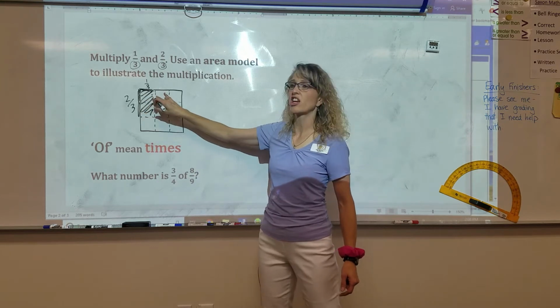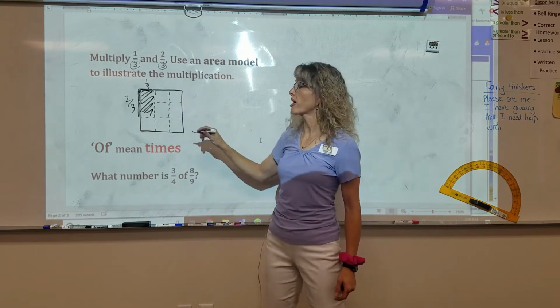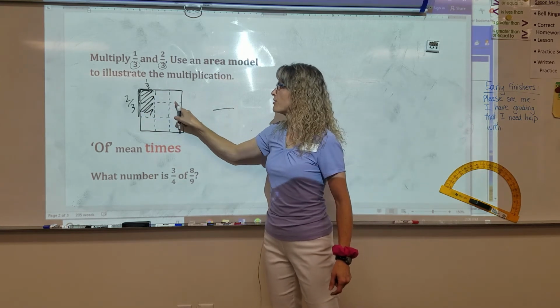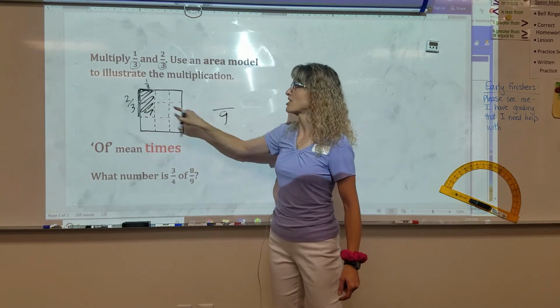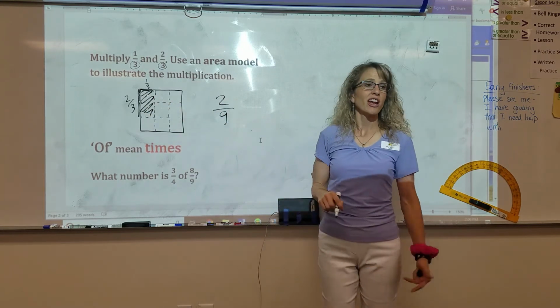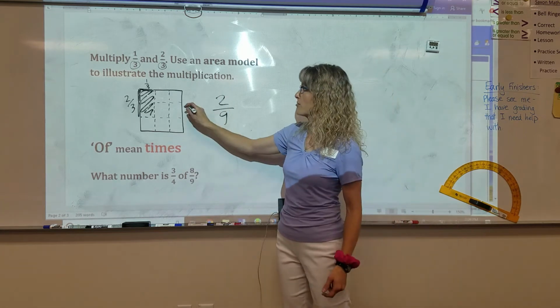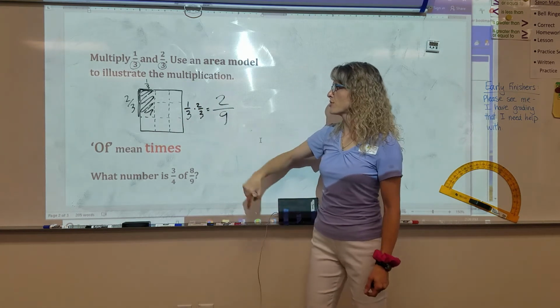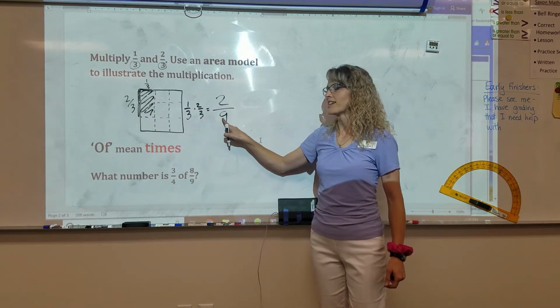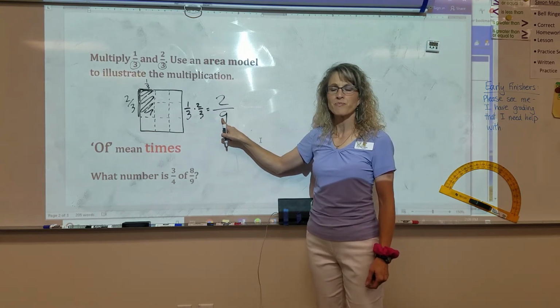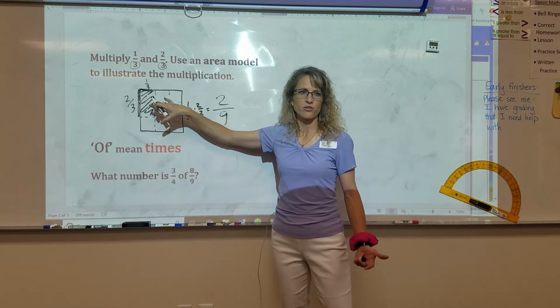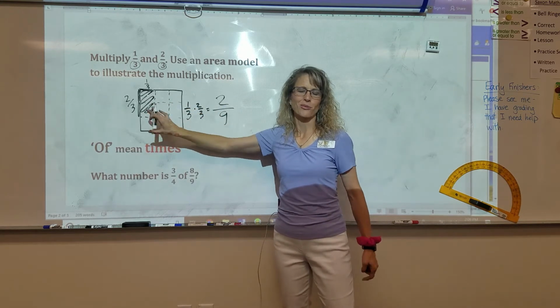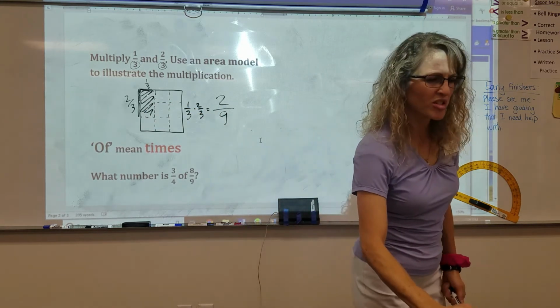How much is the shaded region as a fraction of the whole part? 1, 2, 3, 4, 5, 6, 7, 8, 9 parts, and 2 of them are shaded. So my fraction should be 2 ninths. Check it mathematically. 1/3 times 2/3. 1 times 2 is 2. 3 times 3 is 9. So it works both ways. This is a good way to visualize for students that are new at it, but for big fractions I wouldn't do it. Just for the small ones, it helps you see it.